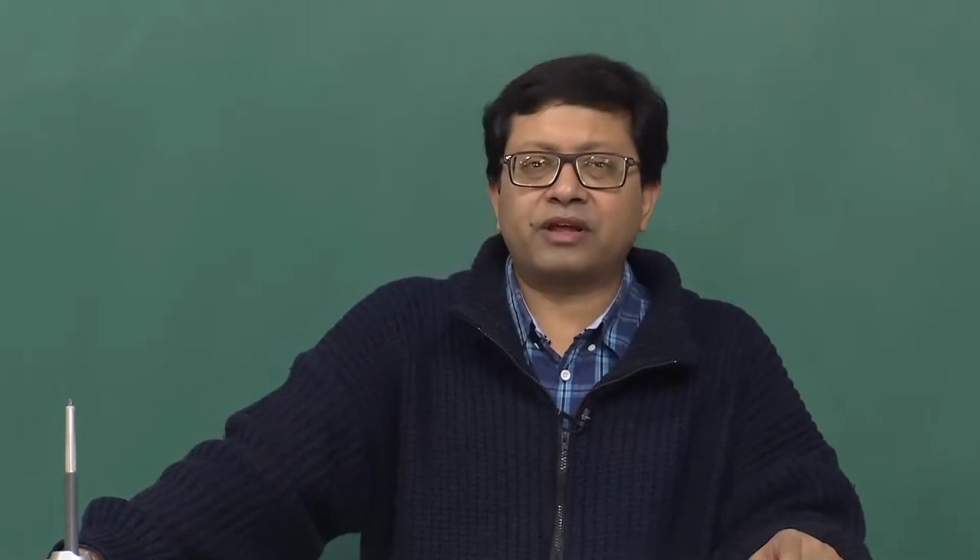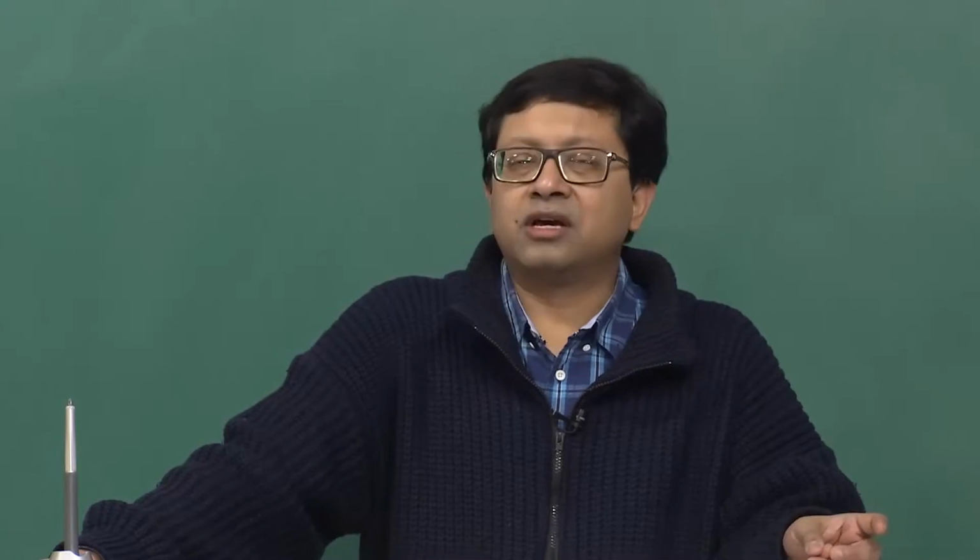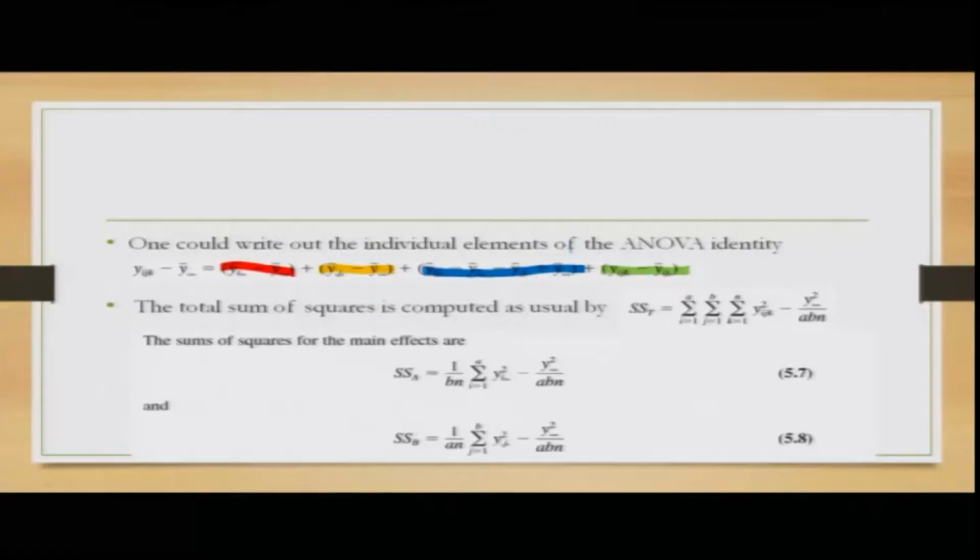The total sum of errors would be very simply found out by finding the square of the errors. So, that would basically in the end come out to be y square dot dot dot divided by a, b and n, because that is the total number of observations. So, the sum of the squares for the main effect can be found out from a and b, or it can be extended to a, b, c, and you can do the calculations accordingly.